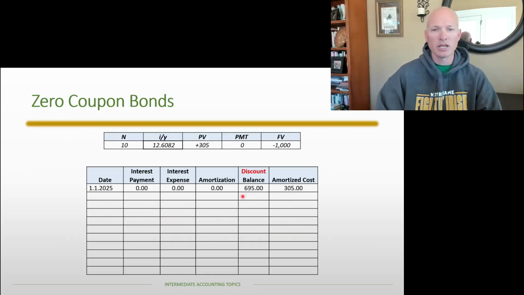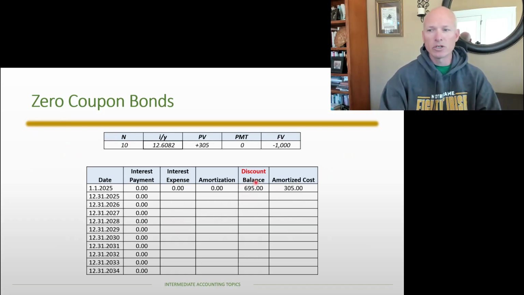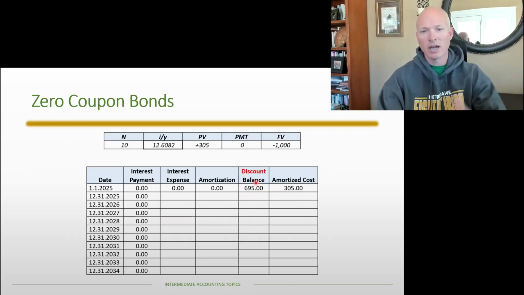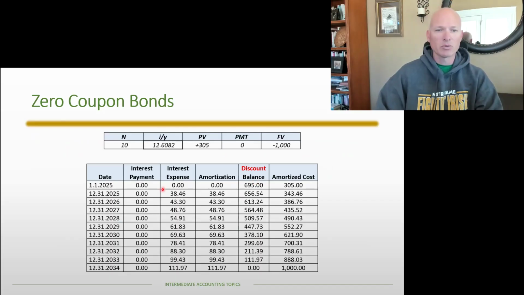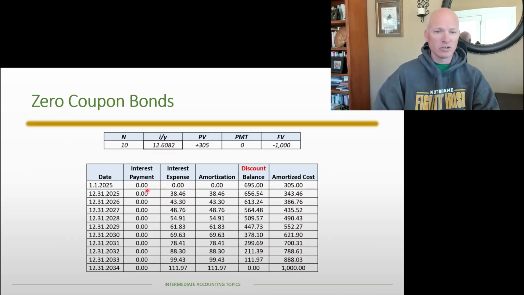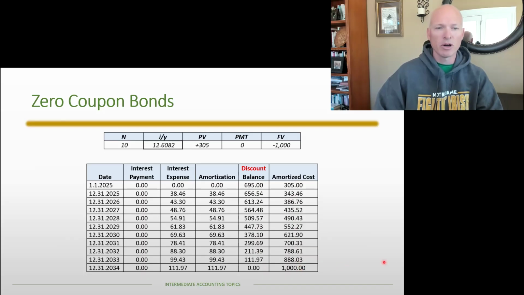Initially, the discount balance is pretty large per bond, $695. There is no interest payment. And over time, what are we going to do? We're going to amortize the discount. The way that we do that is we calculate the interest expense, which in this case is 12.6082% times the amortized cost. That gets us the interest expense. And the amortization then, since there's no payment, is the interest expense. And so over time, that discount balance is going to go down to zero, which means over time, the amortized cost is going to approach the par value.